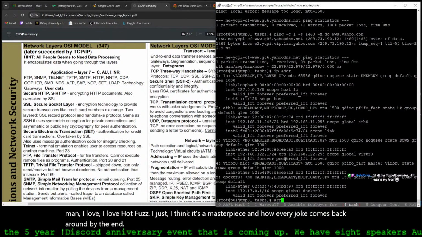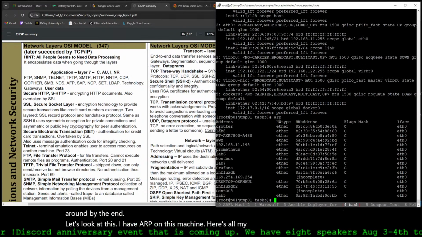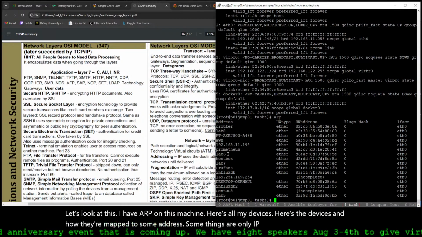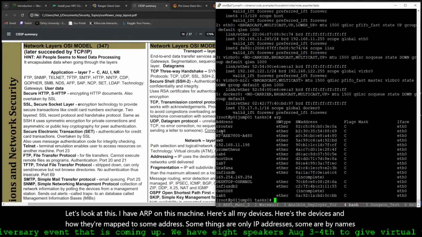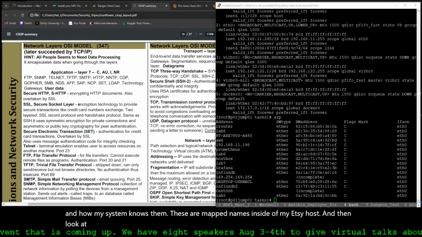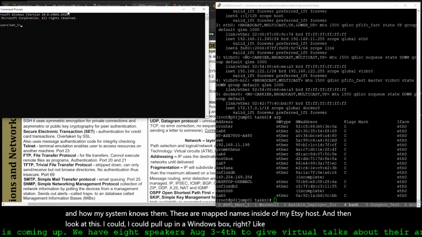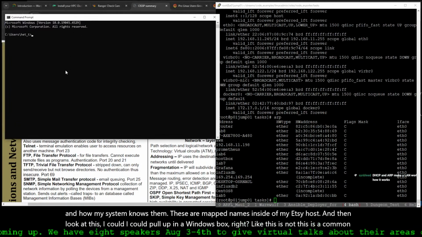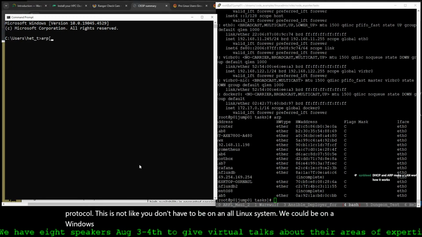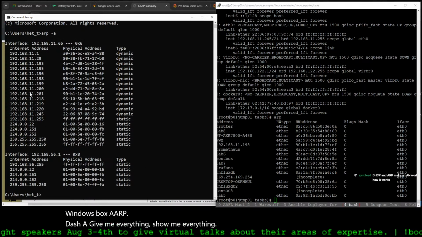Let's look at this. I have ARP on this machine. Here's all my devices, and how they're mapped to some address. Some things are only IP addresses. Some are by names and how my system knows them. These are mapped names inside of my /etc/hosts. And then look at this, I could pull up a Windows box, right? This is a common protocol. You don't have to be on an all Linux system. We could be on a Windows box.